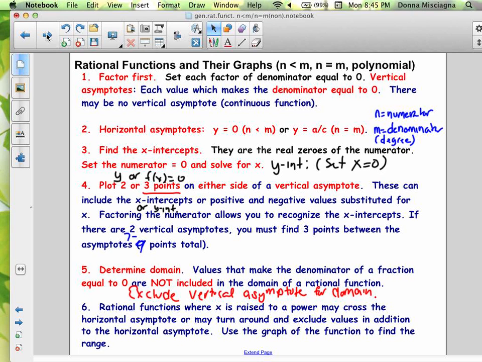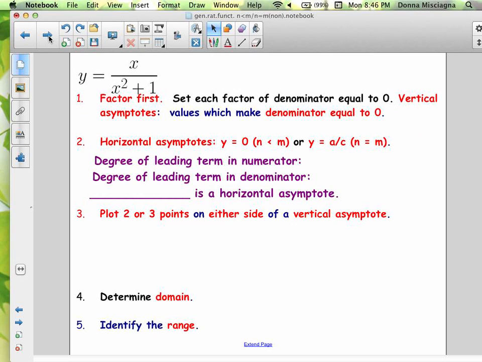Rational functions where x is raised to a power may cross the horizontal asymptote, or may turn around and exclude some values in addition to the horizontal asymptote. You're going to have to use the graph of the function to find the range. So these graphs are a little bit more complicated. You're not going to just take out the horizontal asymptote to determine the range. Right? You're going to have to look at the graph first. Right, so let's go through our steps.